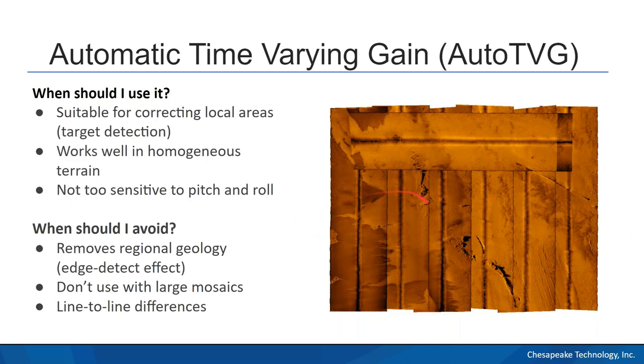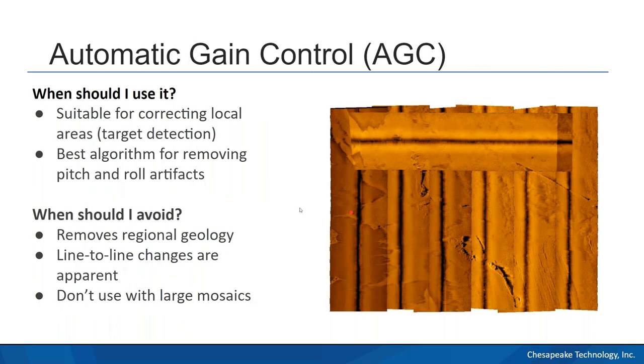Automatic time varying gain does a better job with geology. It's got a little bit of a memory to it, so I think it's a little smarter than AGC. Not quite as good at pulling out track noise. You can see there's a little bit of artifact here that looks like it might be some kind of heave artifact in there, whereas the AGC almost completely pulled it out here.